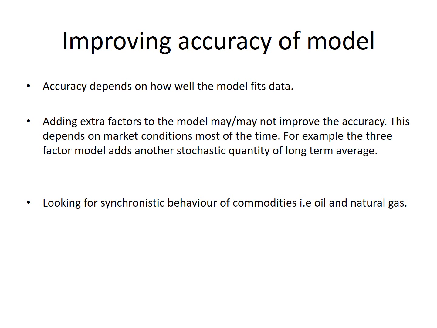Okay, improving accuracy of the model. Accuracy just depends on how well the model fits data. We can add extra factors to the model. This may or may not improve the accuracy, and it really depends on market conditions at the time. For example, the three-factor model adds another stochastic quantity for long-term average or moving average. Other things that we can look at are synchronistic behaviors of commodities. Is there a correlation between price fluctuations of commodities such as oil and natural gas? And can we use this to better model our futures?